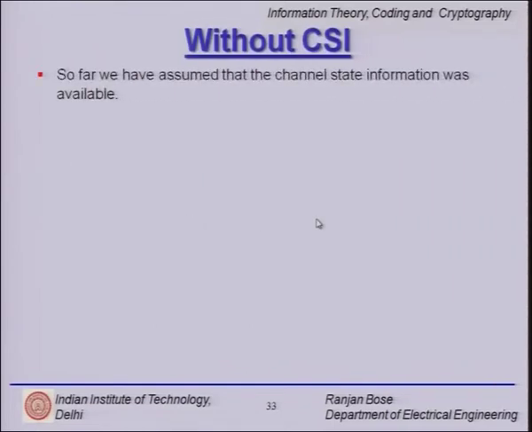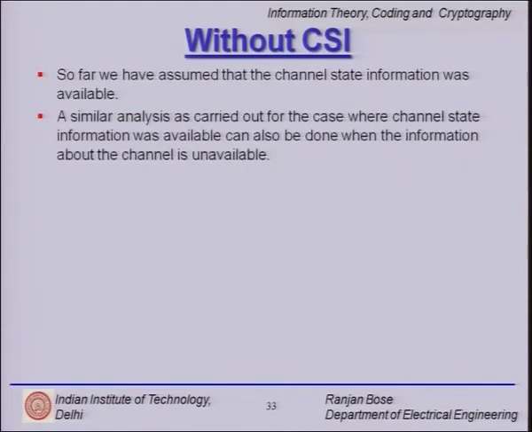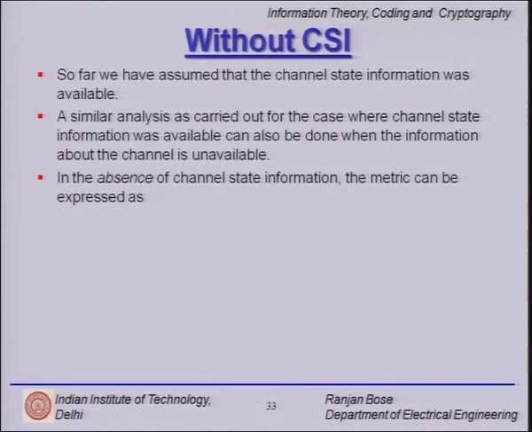Now, so far we have assumed that the channel state information was indeed available, but we can carry out an analysis when the CSI is not available. So, what will change is the metric. Earlier we had alpha here, the gain parameter, now we do not have. So, the best bet is Ri minus Si. So, this is the metric we define.